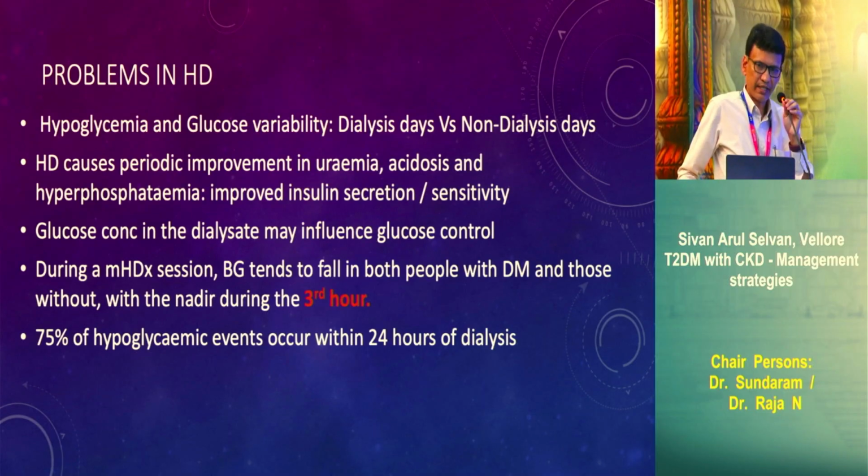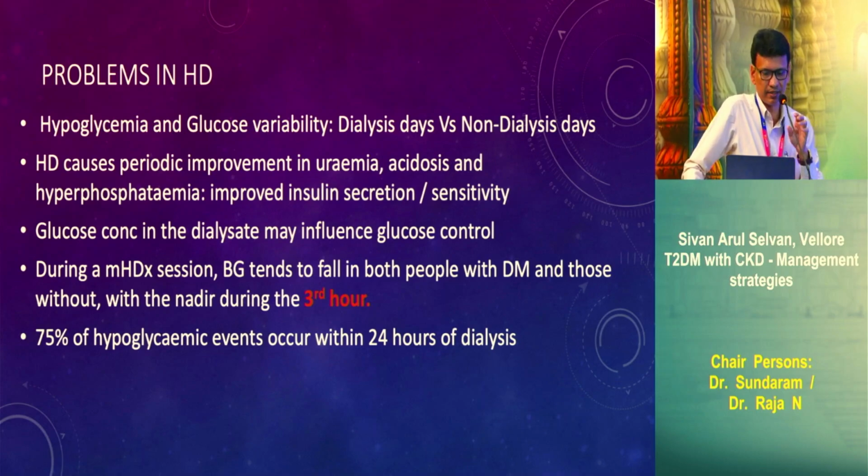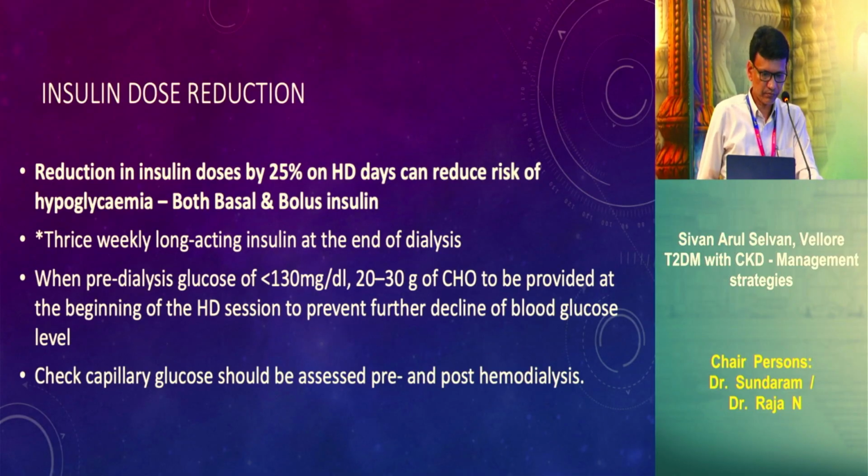So what are the problems in a hemodialysis patient? Here the primary problem will be the hypoglycemia risk on the day of dialysis. They will have different glucose control on dialysis days and non-dialysis days, causing high glycemic variability. During the dialysis days, there will be removal of uremic toxins and better control of acidosis. All this can cause improved insulin sensitivity. So on the day of dialysis, the patient is at high risk for hypoglycemia, especially in the 3rd hour of dialysis, when the maximum risk is there. And most of the risk is in the first 24 hours.